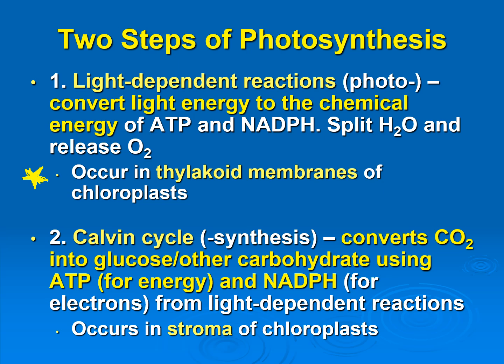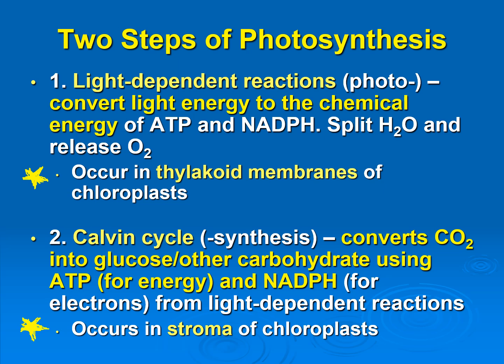Okay, and next we have the synthesis part of photosynthesis, and synthesis just means to make. So in the Calvin cycle, this is where we're going to take carbon dioxide and use it to make glucose or some other carbohydrate. And we're going to use ATP and NADPH that we made in the light-dependent reactions to do the Calvin cycle. And this is going to occur in the stroma of the chloroplast. So we'll explain where the stroma is in just a second.